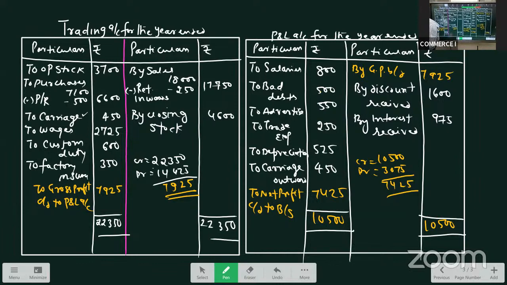Okay. So till now we have done 3 problems on preparing trading and P&L account. Now let us take a step further and learn how and what a balance sheet is. As a part of final accounts, I told you, we have trading account, P&L account. These both are ledger accounts. And lastly, we have balance sheet, which is a statement.